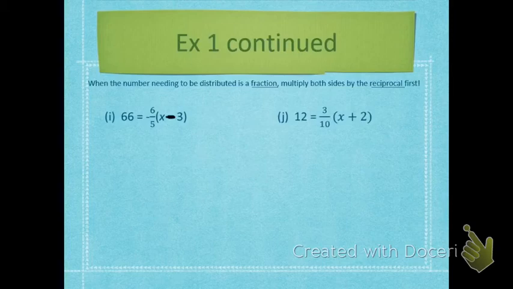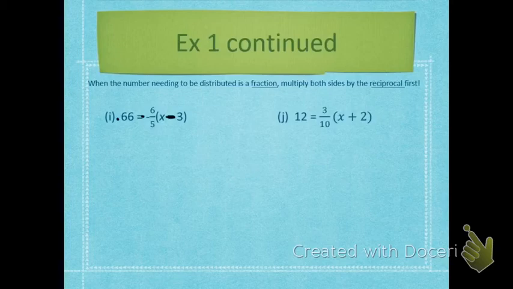So that is why there is a shortcut that I'm going to teach you. Go ahead and fill in any blanks I left, and then I want you to actually highlight the shortcut. Look at what it says. When the number needing to be distributed is a fraction, you multiply both sides by the reciprocal first. So we have seen something like this before, right? If we want to get rid of a fraction quickly, we are going to multiply both sides by the reciprocal. So looking at letter I, what is the fraction that they've asked us to distribute? Negative 6/5.